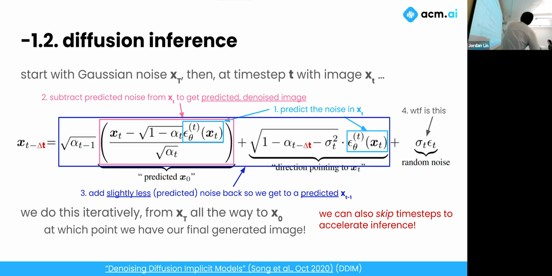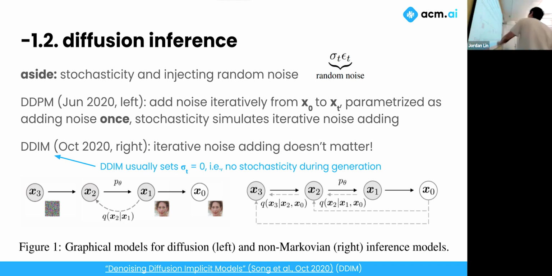And also, what is this? Why do you have this random noise here? What is this term? This gets very complicated really fast because it goes into a lot of probability theory stuff. But basically, as an aside, there's this term called stochasticity and injecting random noise.